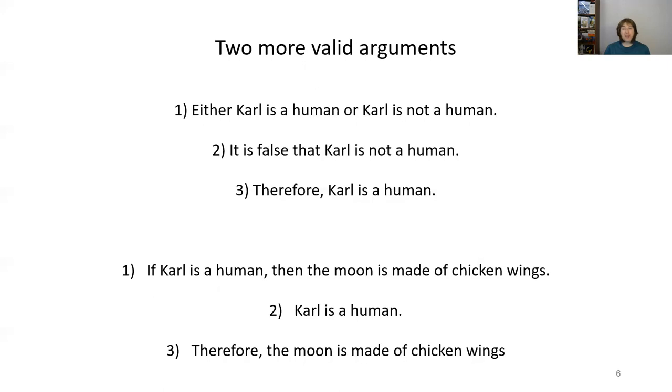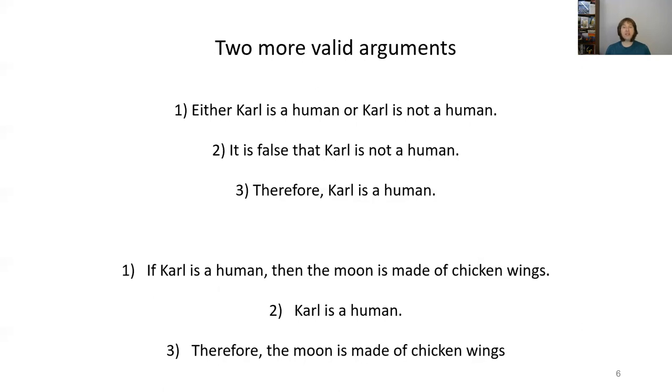Now in this one, the premises are obviously problematic. Right? Premise 2, Carl is a human. Accept that, at least for the sake of the argument. But this first premise, if Carl is a human, then the moon is made of chicken wings. We know the moon isn't made of chicken wings, or at least we don't believe it. At least I don't think any of you are going to believe it. And there's just no sensible connection at all between me being a human and the moon being made of chicken wings. Right? Like, just if you think about how the world works, there's just no logical connection here.